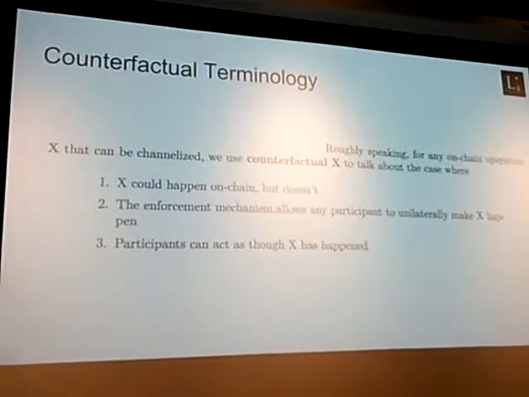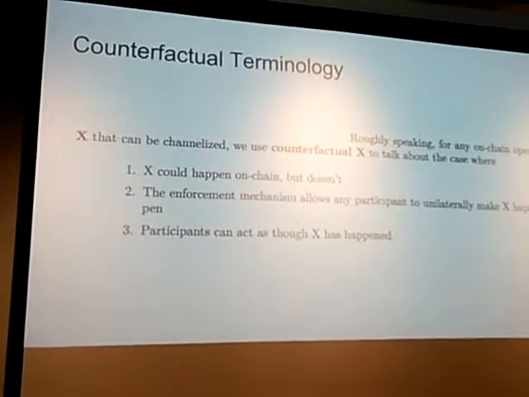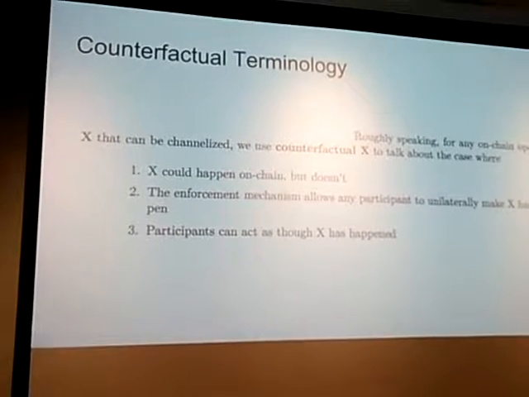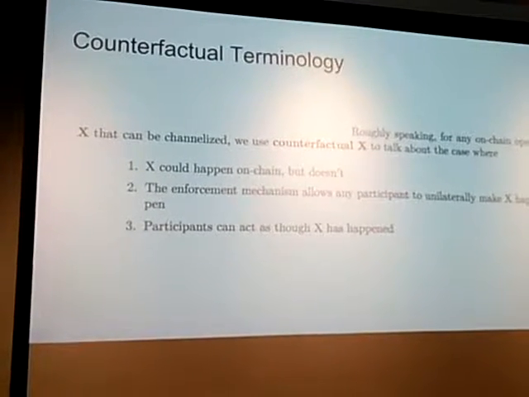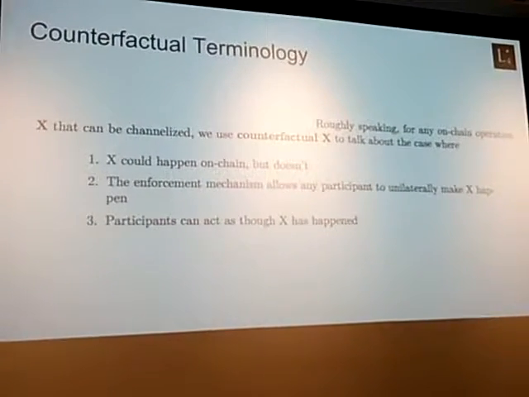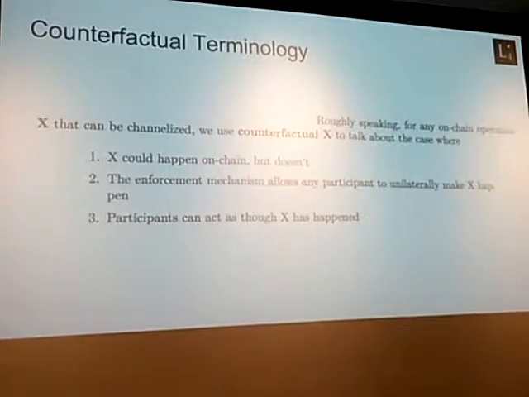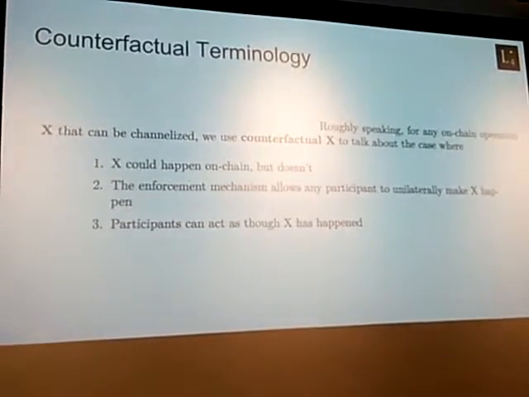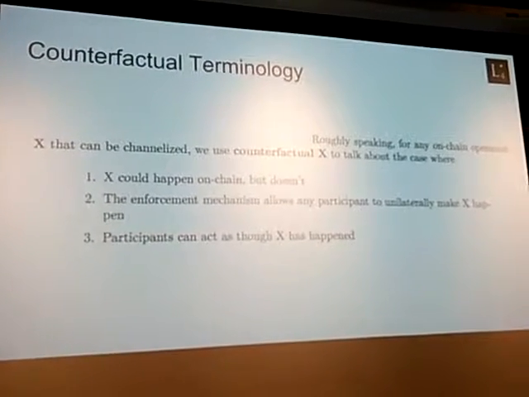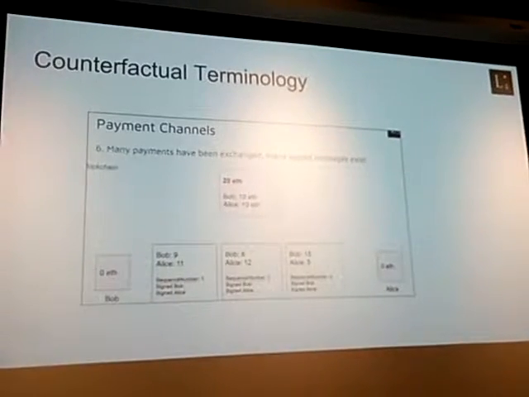This is something called counterfactual terminology, which is a really useful way to think about things when we talk about state channels. So, the definition I just put on screen here. For an on-chain operation X, we use the term counterfactual X to talk about the case where X could happen on-chain. Any participant can unilaterally make X happen on-chain, and participants can act as though X has happened. So these are three points, and I'll go through an example for when this term is useful.